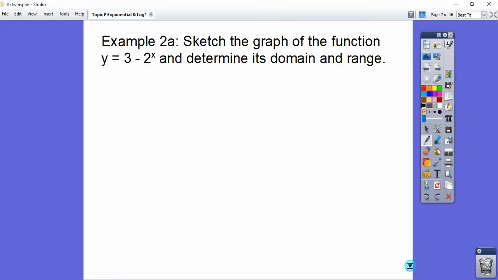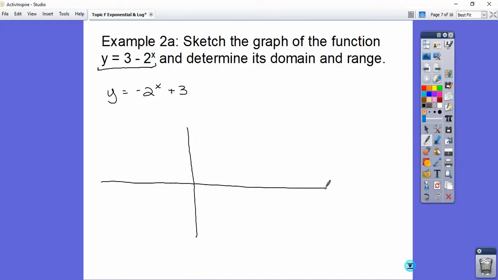So we are going to graph y equals 3 minus 2 to the x and get the domain and range. That's the same thing as saying -2 to the x plus 3. So you guys know I'm big on parent functions. We did transformations in the last section, so let's do parent function and transformations here. My parent function is just my 2 to the x. So the 3 points we have to put in, -1, 0, and 1.